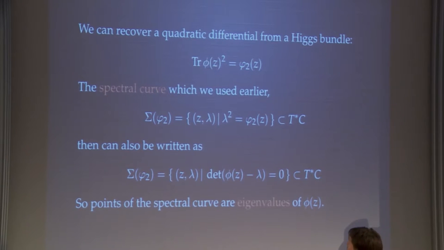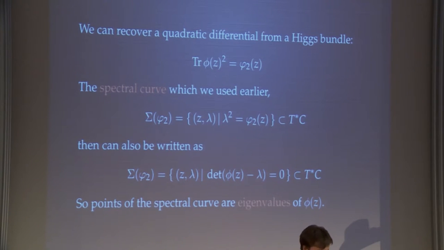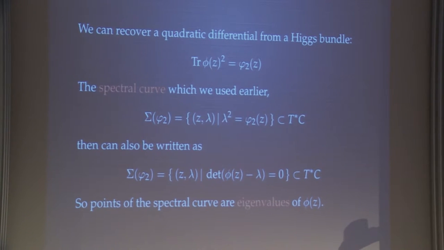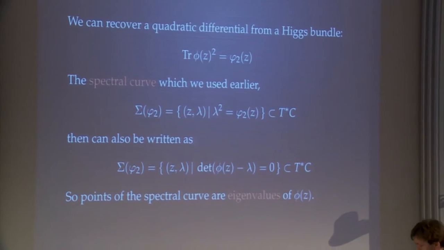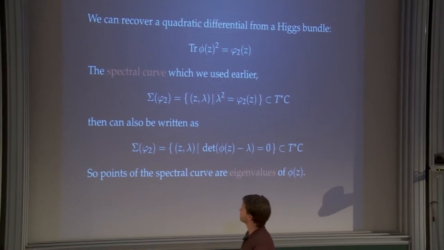And now the spectral curve, which we used before, was this double cover that came by taking the two square roots of the quadratic differential. Another way of thinking about that is that those two sheets, those two square roots of the quadratic differential, are just the two eigenvalues of my Higgs field. So the points of the spectral curve are the eigenvalues of the Higgs field.